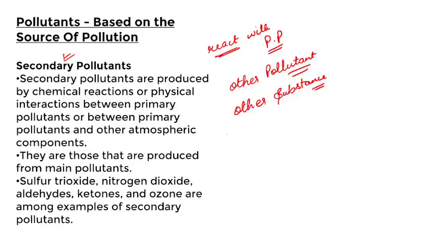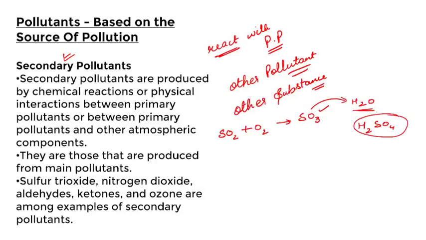Like for example, sulfur dioxide was a primary pollutant. It enters into the atmosphere and reacts with oxygen present over there and forms sulfur trioxide. Now this sulfur trioxide is a secondary pollutant. All right, when this sulfur trioxide reacts with water vapor present in the atmosphere, it forms sulfuric acid. That is another form of secondary pollutant, which results in acid rain. So, sulfur trioxide, sulfuric acid, these are secondary pollutants.